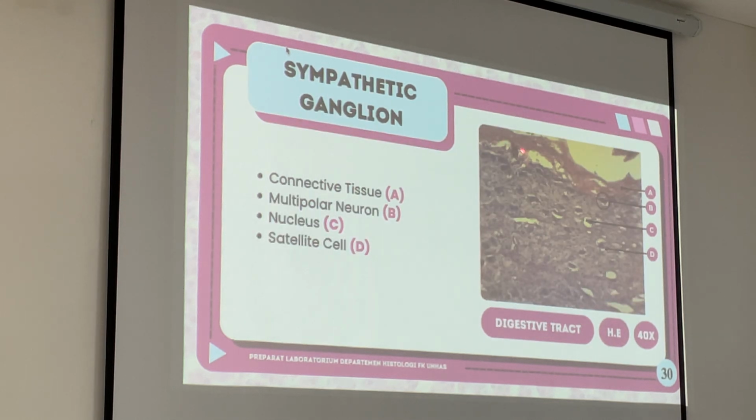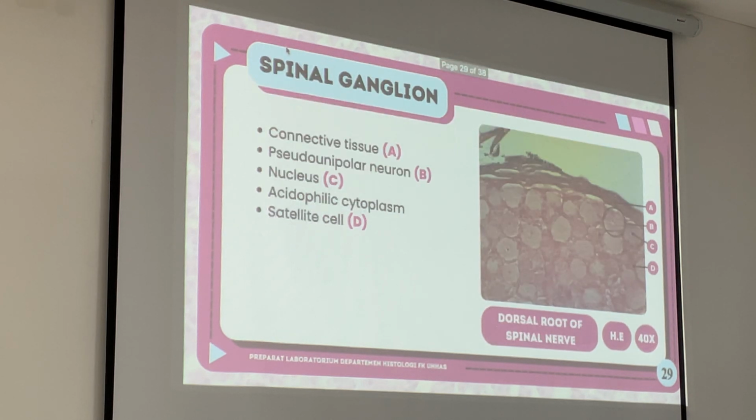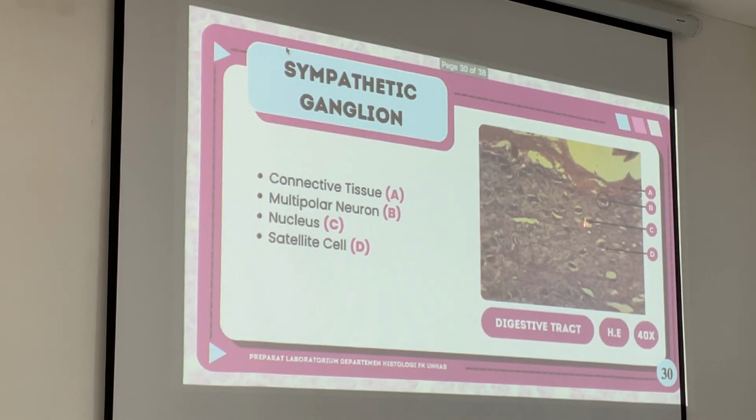In the case of the sympathetic ganglion, or ganglion sympathicum, it's a multipolar neuron. So the satellite cells will have more gaps than in the spinal ganglion. You can see here that the connective tissue is wider, so there is more gap between one satellite cell and another.